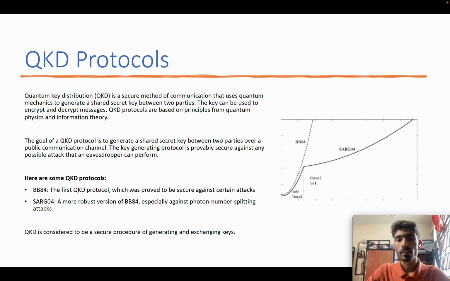As you can see on the right hand side in the graph, SARG04 is the robust version of the BB84 protocol, which is also shown in the graph.